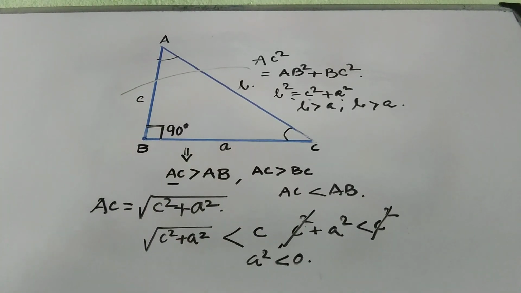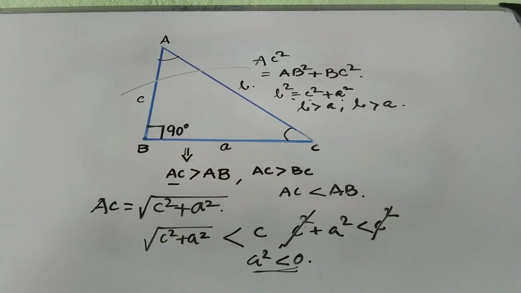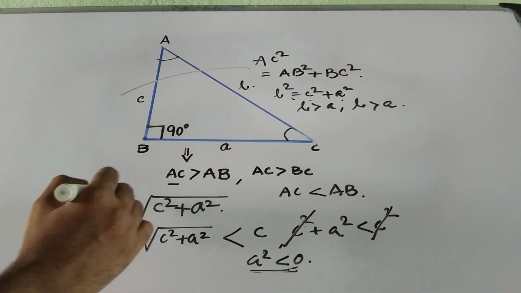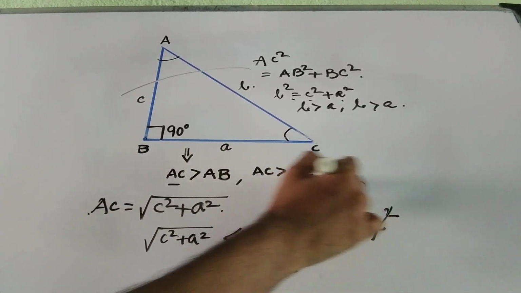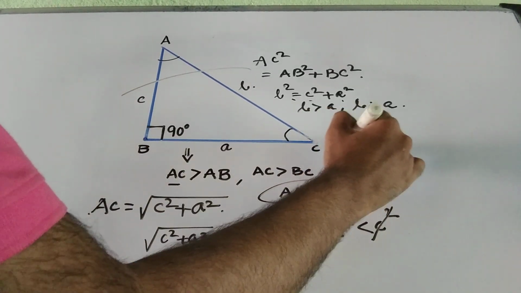Now you can understand that a is a length, so a has to be positive, so a square can never be negative because these are all real numbers. So this is not possible. So that means AC less than AB, what we assumed, is not correct. That means AC is greater than AB.